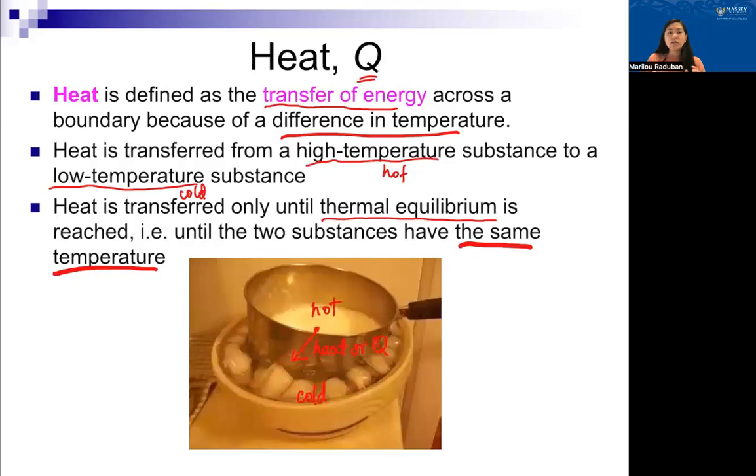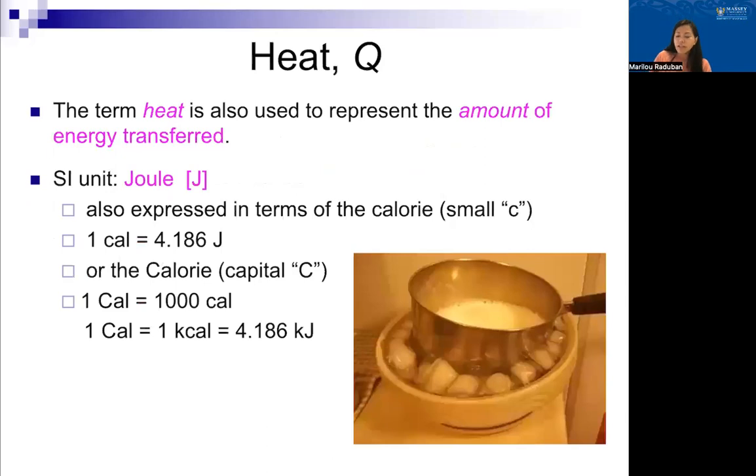Heat also quantifies how much energy is transferred. So we also use heat to measure the amount of energy that is transferred from the hot object to the cold object. Yeah, so heat can mean two things. It's the transfer of energy, and at the same time, it's how much energy is transferred. It's the amount of energy that's transferred. So we can measure heat. It's measured in terms of joules. So the basic unit or SI unit for heat is the joule, capital J.